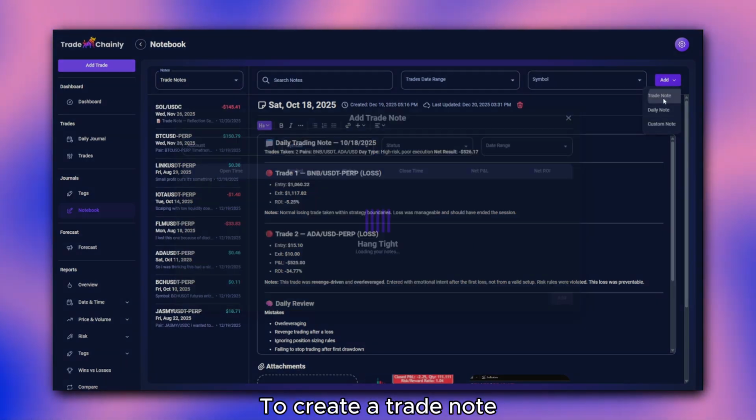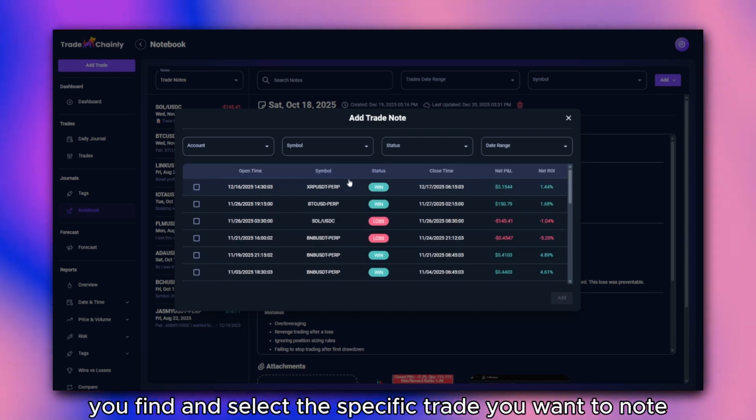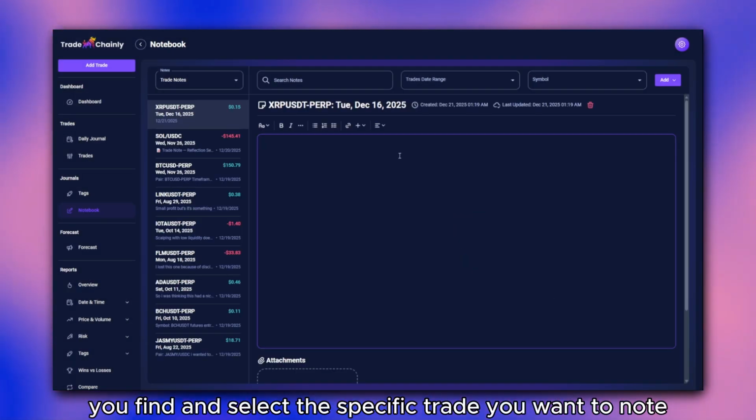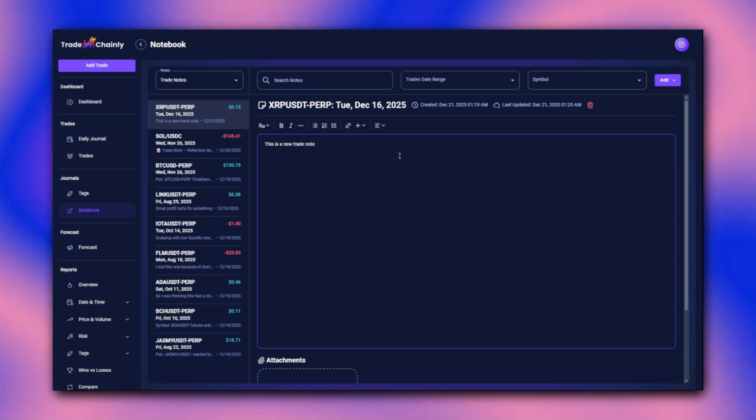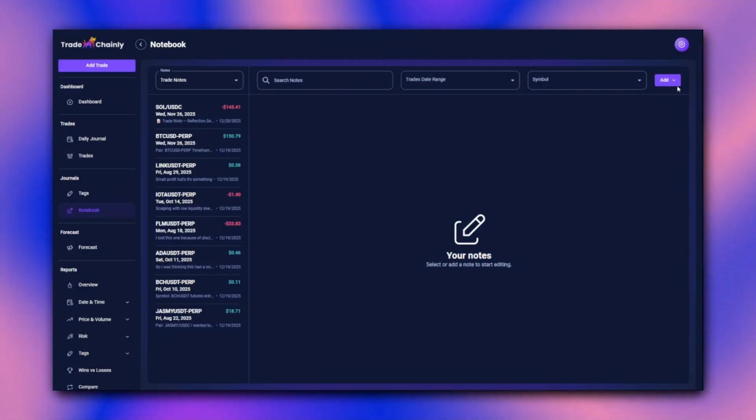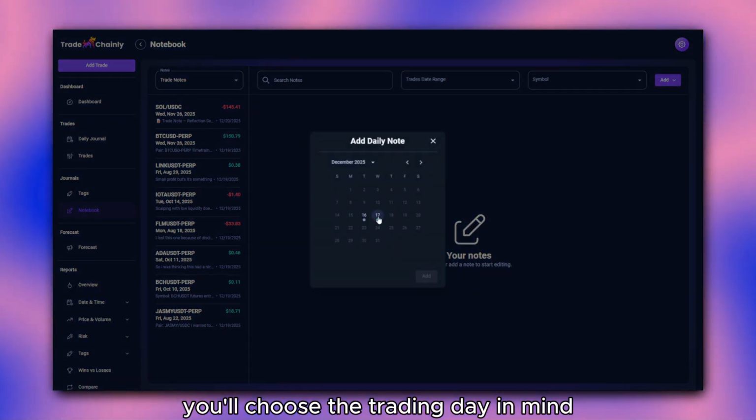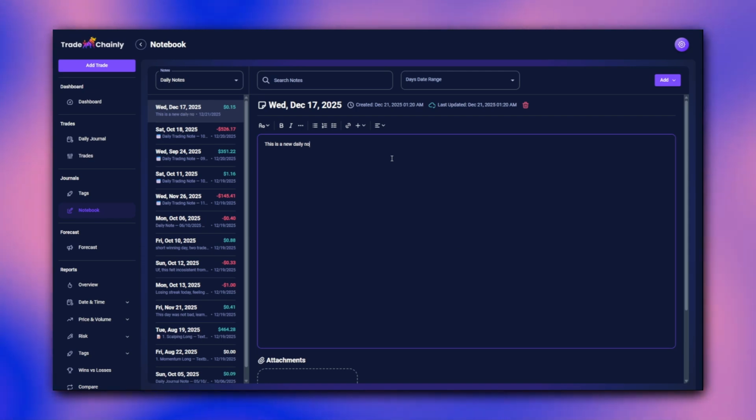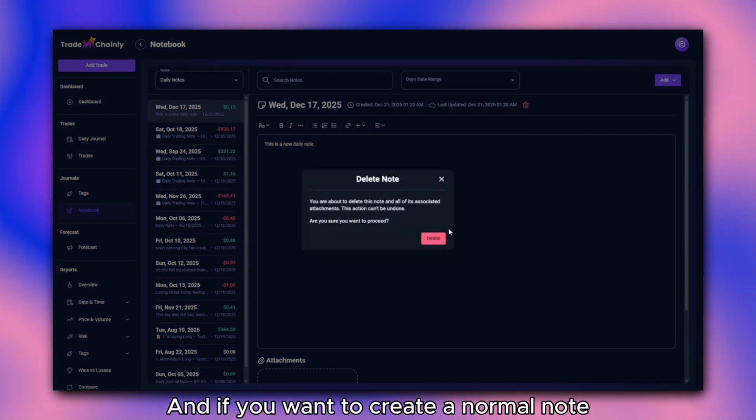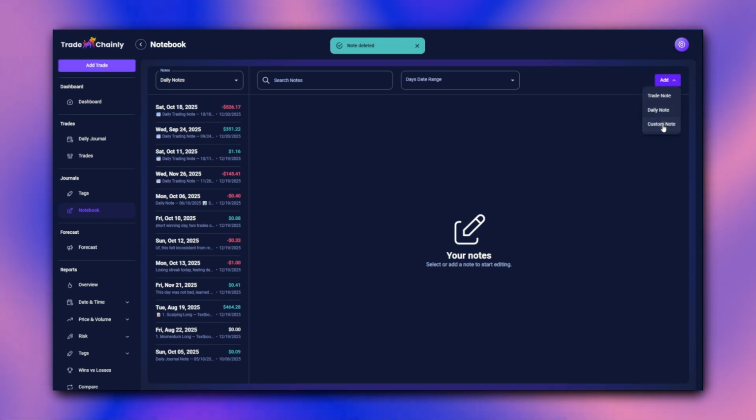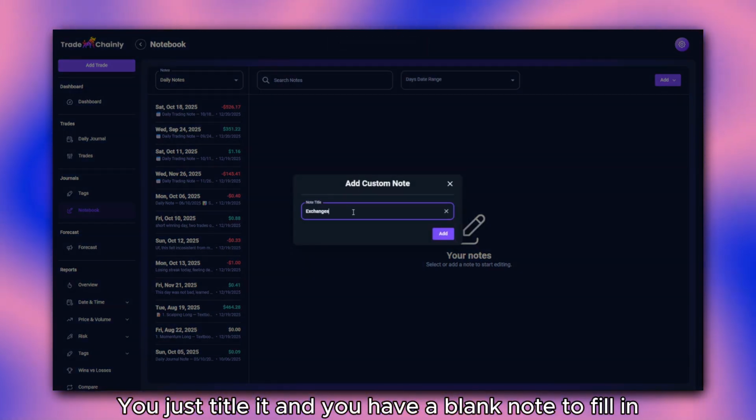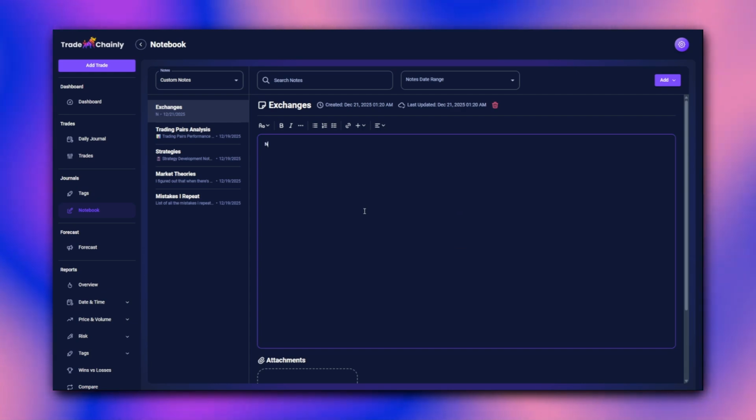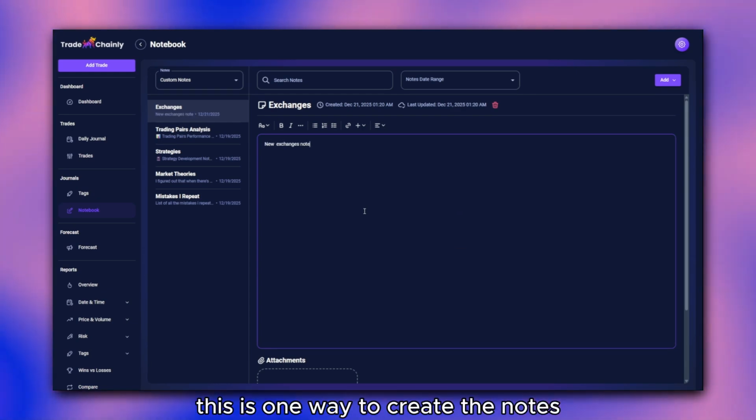To create a trade note, you find and select the specific trade you want to note. Or to create a daily note, you'll choose the trading day in mind. And there you have it. You can fill in your thoughts. And if you want to create a normal note, you just title it and you have a blank note to fill in. This is one way to create the notes.